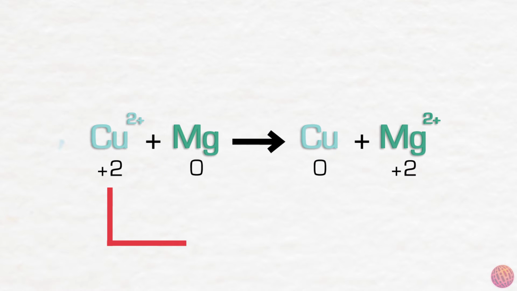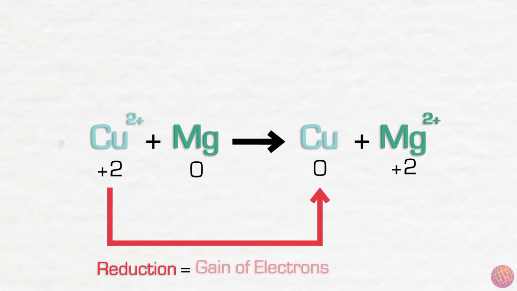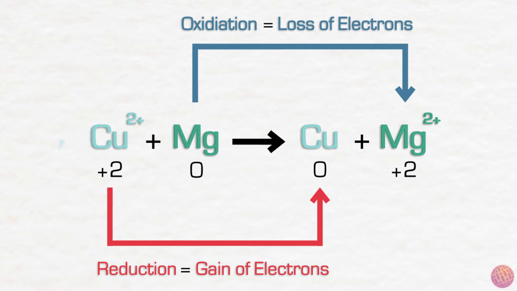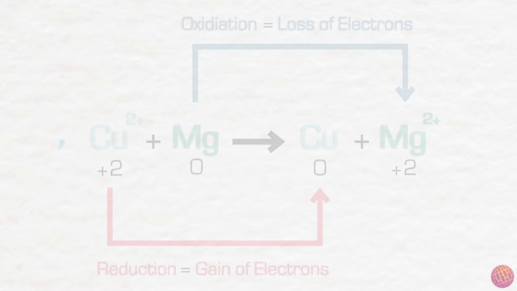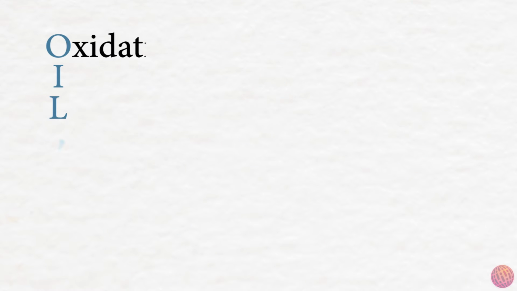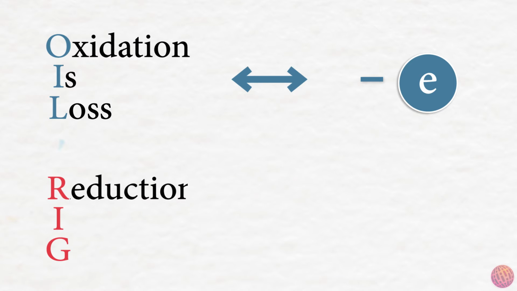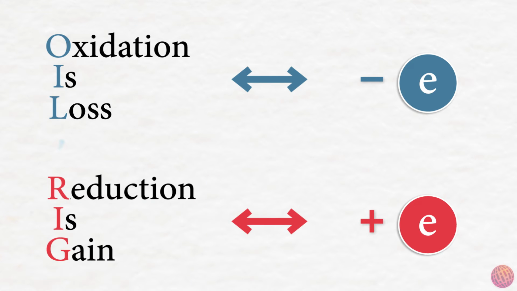Note copper changes from +2 to 0. This means that copper has gained electrons. So we say that it has been reduced, while magnesium changes from 0 to +2. So it has lost electrons and become oxidized. So reduction is gaining electrons and oxidation is losing electrons. Remember it by this: OIL RIG. Oxidation is loss of electrons. Reduction is gain of electrons.